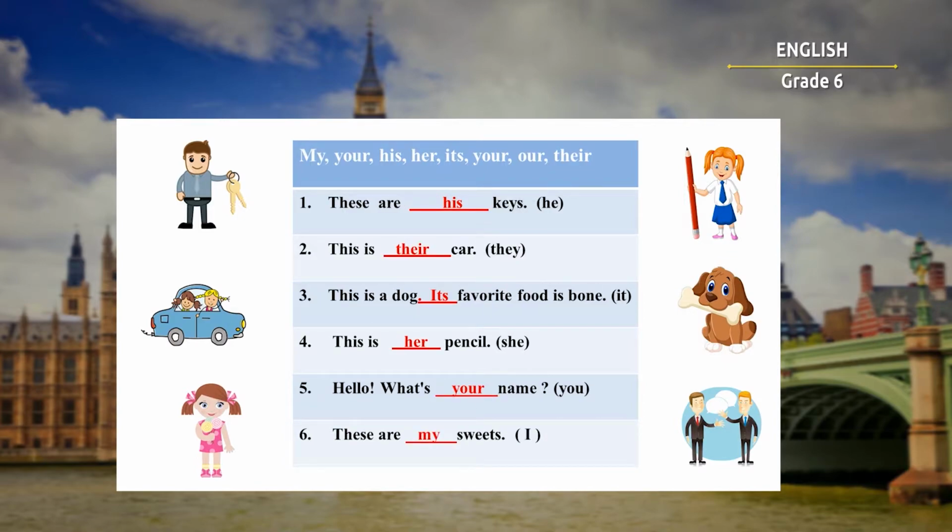Great job! Now you can check your answers. Make sure that you correct the errors if you have them. These are his keys. This is their car. This is a dog. Its favorite food is bone. This is her pencil. Hello, what's your name? These are my sweets.